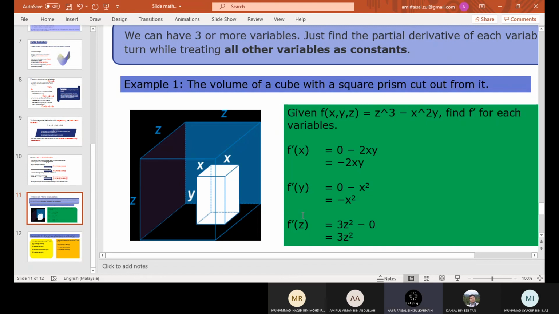For the z part, f prime z equal to 3z squared minus 0, because the x and y are not included, we assume them as constants. We just derive z cubed. The power is brought to the front, that will become 3, and the power cube minus 1 becomes square. So it becomes 3z squared.